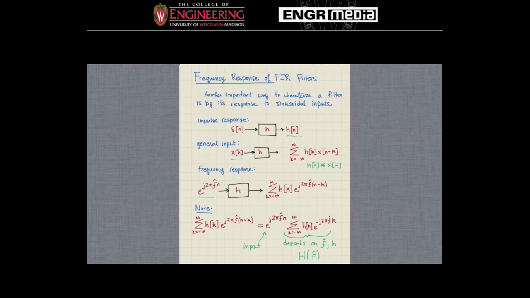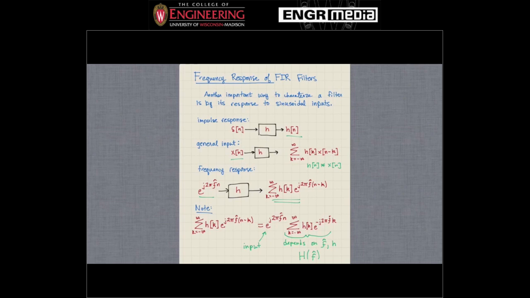So why is this interesting? Well, let's take this apart. We can use the general input result, and write the output when we input a complex exponential as follows. This is what's underlined in green here: the convolution between the impulse response and the input e to the j 2 pi f hat n. And why is that interesting? Well, note the following that I have written down below.